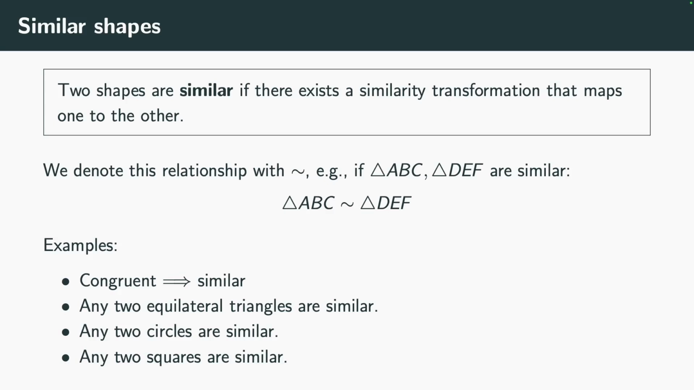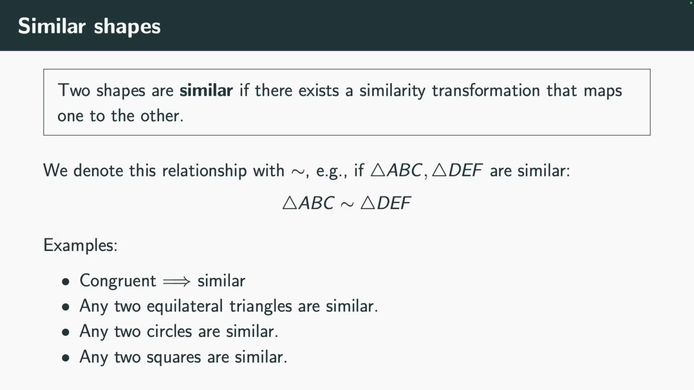Okay, now we can define what it means for two shapes to be similar. We will say that two shapes are similar if there exists a similarity transformation that sends the first shape to the second shape. And then we're going to denote this relationship with a tilde. So for instance, if we want to denote that triangles ABC and DEF are similar, we will write triangle ABC, with that tilde symbol, triangle DEF. And this relationship, I'll have you think about it for a little bit, but that relationship is an equivalence relation.